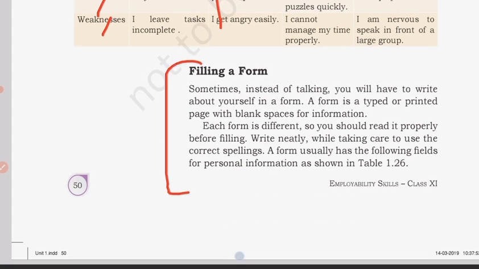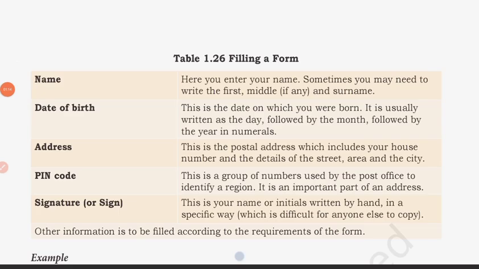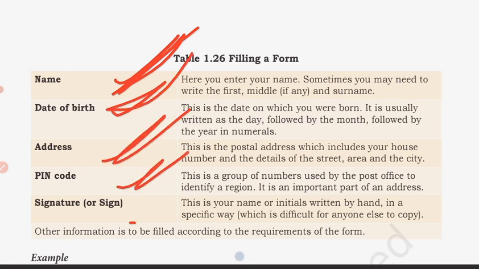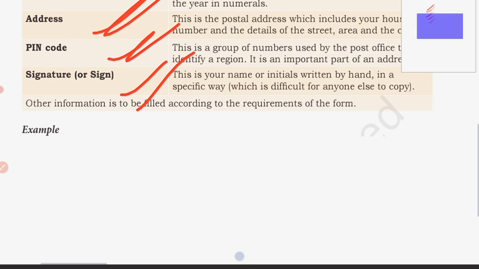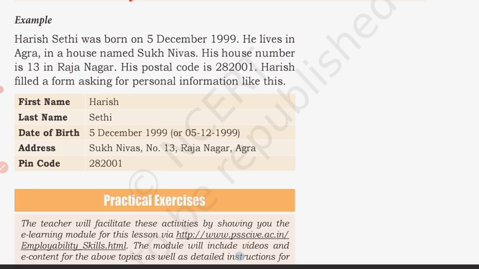Then filling a form. Instead of talking, you have to write about yourself in a form. A form is a typed or printed page with a blank space where you have to write about yourself. Definitely each form is different, so you have to read it properly while filling it. But in general, the criteria you mostly focus on in filling a form are name, date of birth, address, pin code, signature. These are the things which are there in every form.